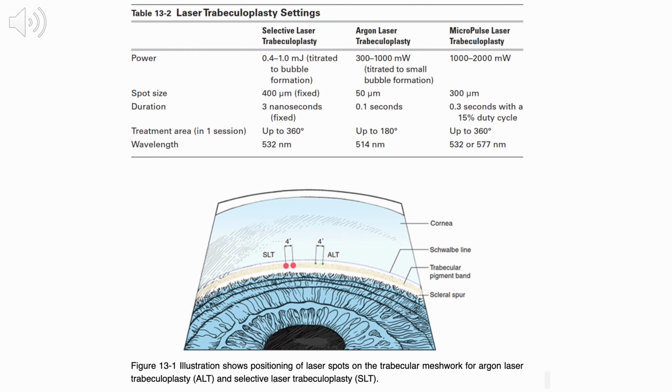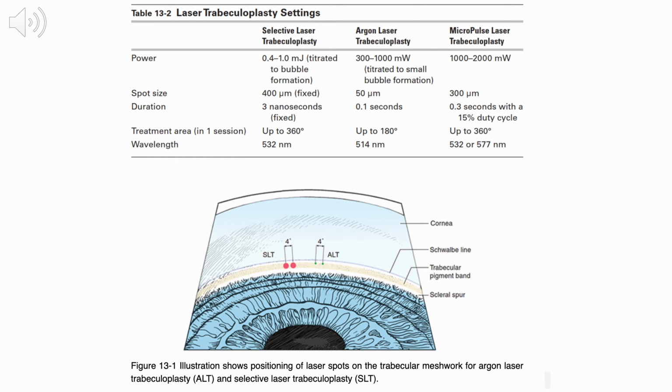Moving into argon laser trabeculoplasty specifically, the key principle is precise beam placement. The burns are aimed right at the junction between the anterior non-pigmented trabecular meshwork and the more posterior pigmented portion. Shifting too far posteriorly increases the risk of focal peripheral anterior synechia, so position really matters.